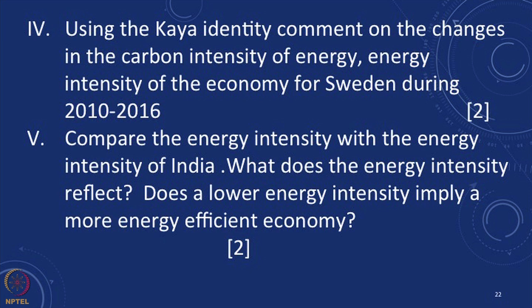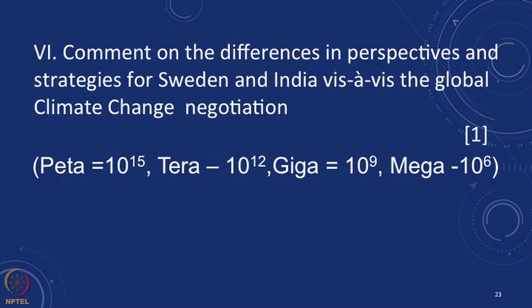So then the last question which is there in the paper is to comment on the difference in perspectives and strategies for Sweden and India vis-a-vis the global climate change negotiation. So the first point which should be kept in mind is that Sweden, when we look at the CO2 per population, it's significantly higher than that of India. It's about 3.83 tons per capita. The income is higher than that of India, so Sweden would be considered as a developed country.